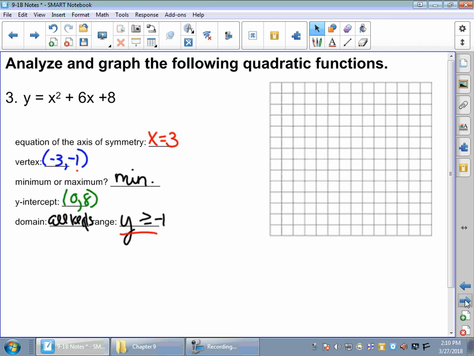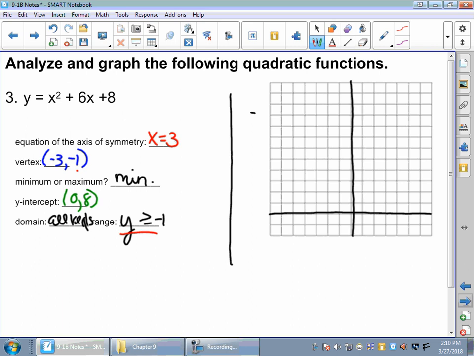So that kind of tells me that I can put my x-axis way down at the bottom, and that leaves me all this wonderful space up above the x-axis for all my values. So I make my table of values. I'm going to put my vertex in the middle again, and that's (-3, -1). I'm going to graph.